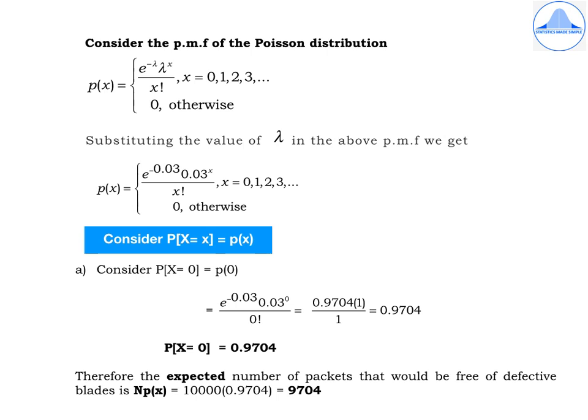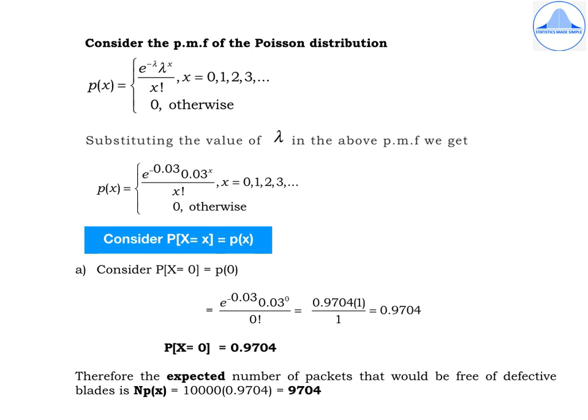Now the first subdivision states that we have to find the probability that it is free of defectives. In other words, we need to find out probability of capital X equal to 0, which will be small p of 0. And how do we get p of 0? In the p.m.f, wherever you have x, replace it by 0. So you'll get e to the power minus 0.03, 0.03 to the power 0 divided by 0 factorial, which is equal to 0.9704.